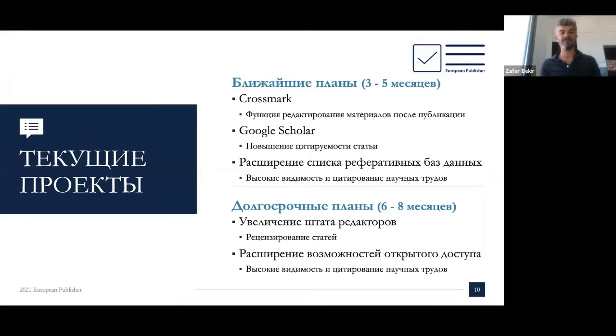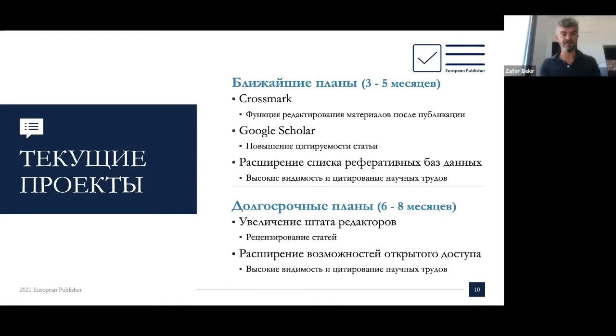And of course, we have short-term and mid-term projects. For example, the Crossmark, it's almost finished and we almost finalized the process. It's already available, but there are some minor things that should be updated. Then we are working on Google Scholar to make your research more visible, and new databases to boost your research visibility. And in the midterm, you will be having the editorial management tool, peer review process, and open access badges.